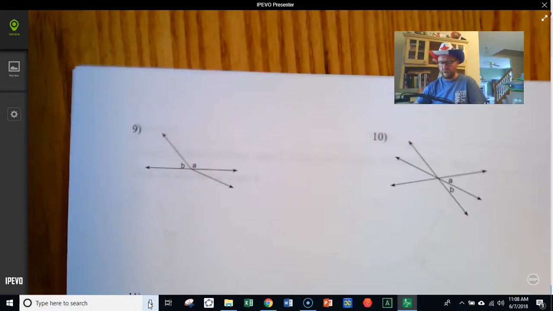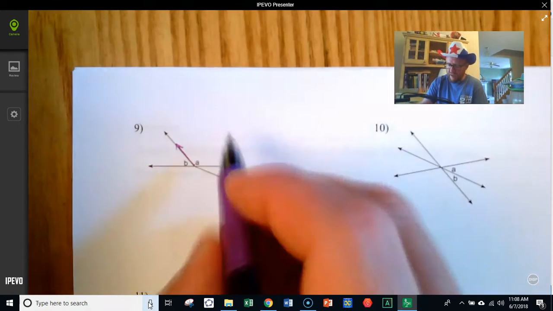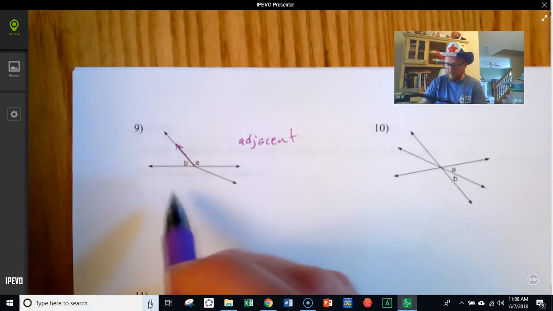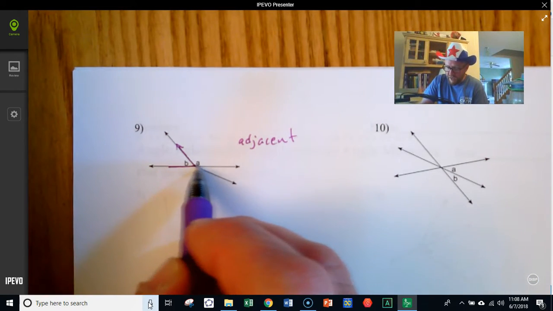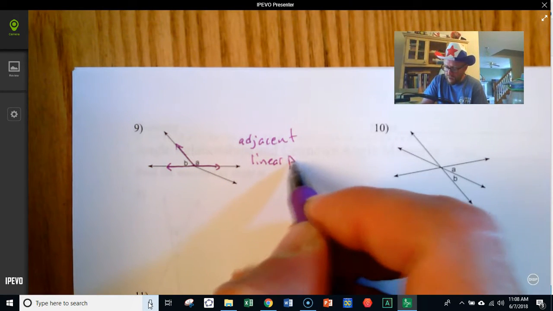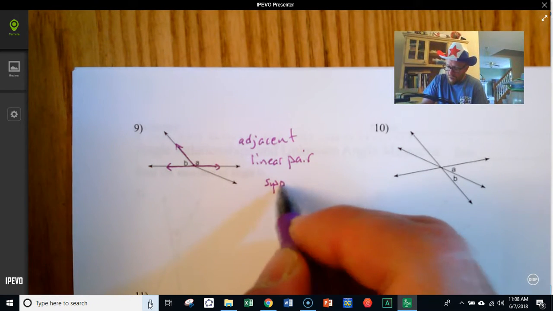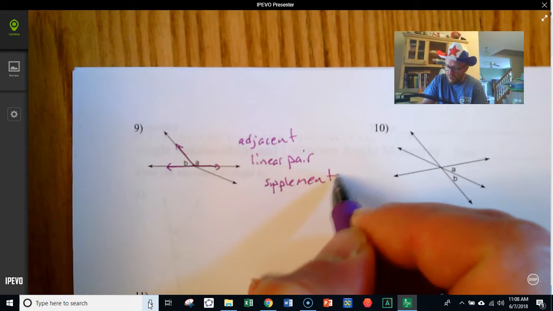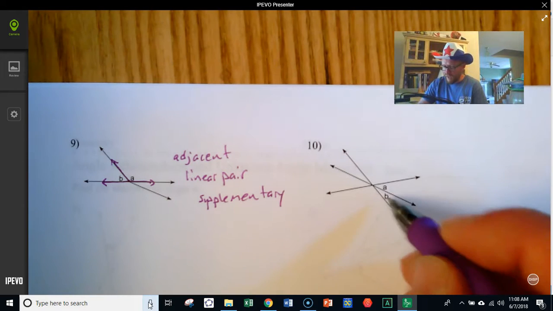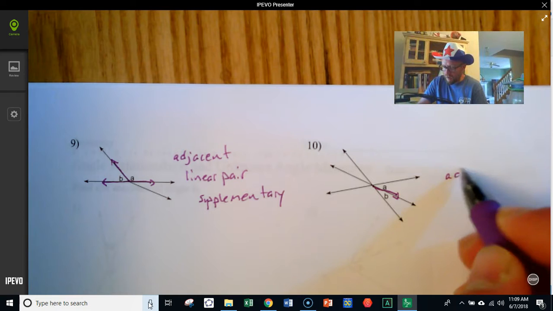All right, so let's take a look at what else we got here. Okay. All right, here A and B, they share that common side, so they are adjacent. Their other two sides form a straight line, so they are a linear pair, and as a linear pair, they are supplementary.